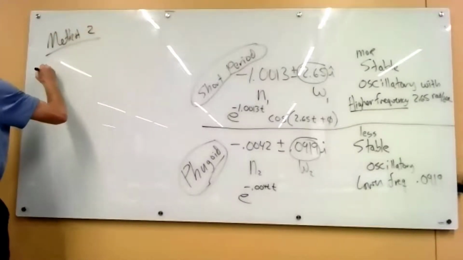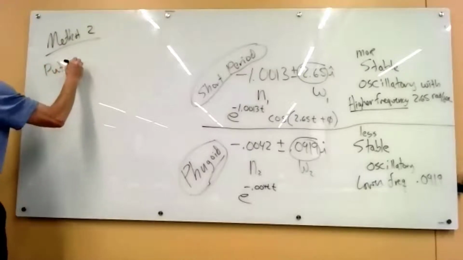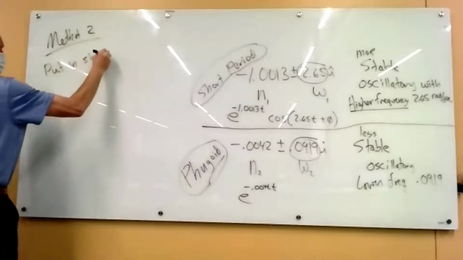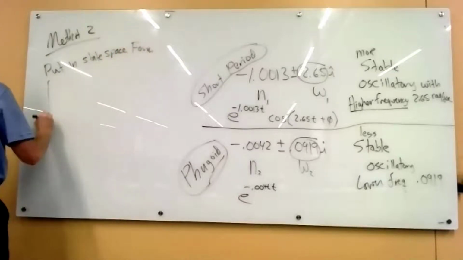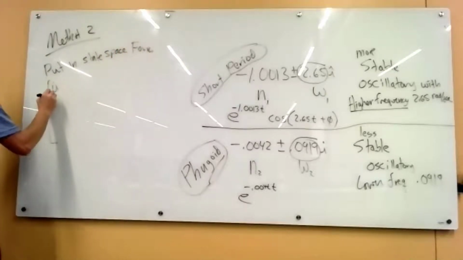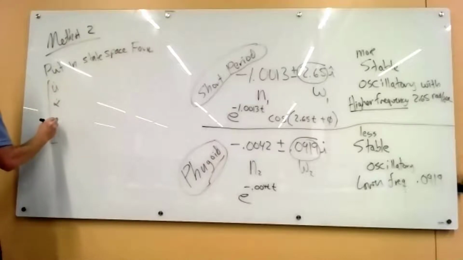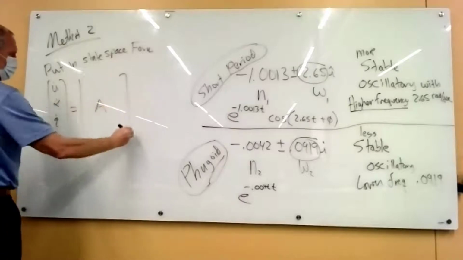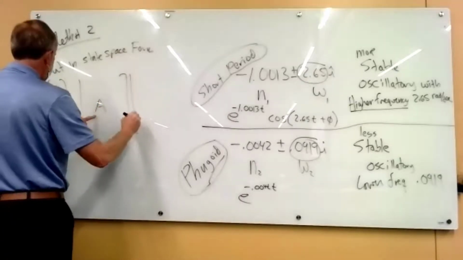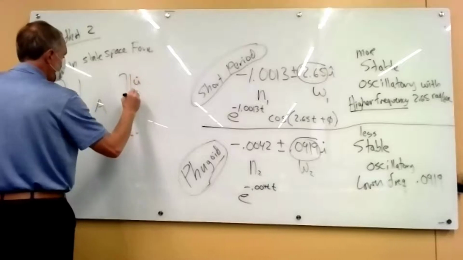Method two is to put it in state space form. Which, remember, looks like that's a matrix. You get all the derivatives only on this side.